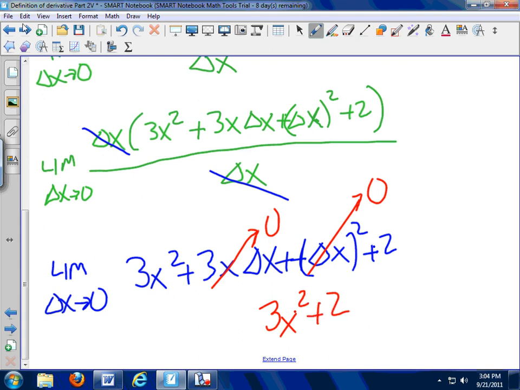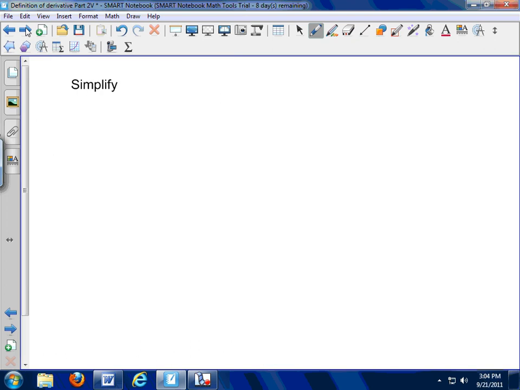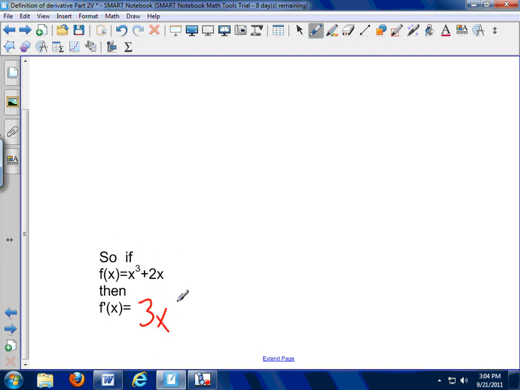Ta-da! We have found the limit. So that's all the stuff we did. You had all this on the same page. So we found that the derivative of x cubed plus 2x was 3x squared plus 2.